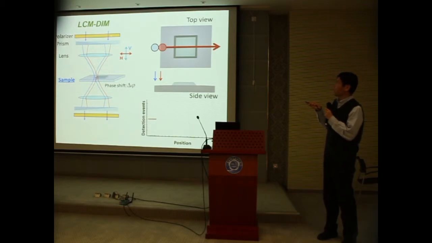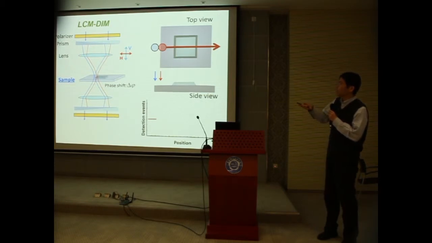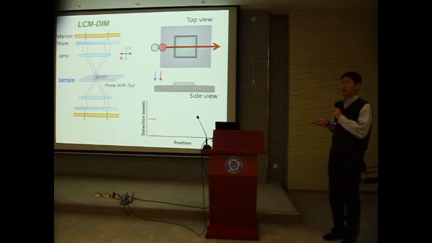And this is how LCM DIM works. The light for illumination is divided into two optical paths according to its polarization, H and V, using this polarizing prism, and then focused into two different, adjacent spots, and then recombined again by another polarizing beam splitter here. Therefore, this is a kind of interferometer, right?